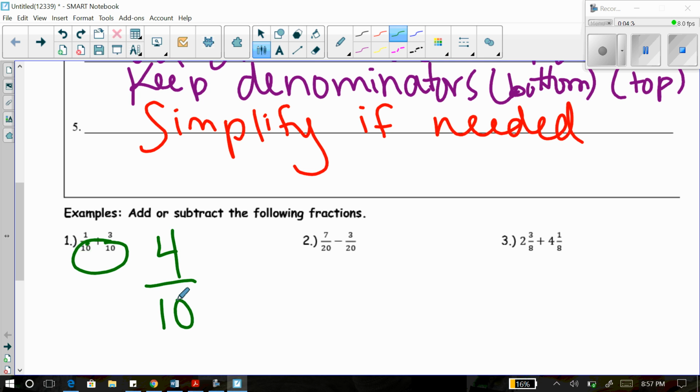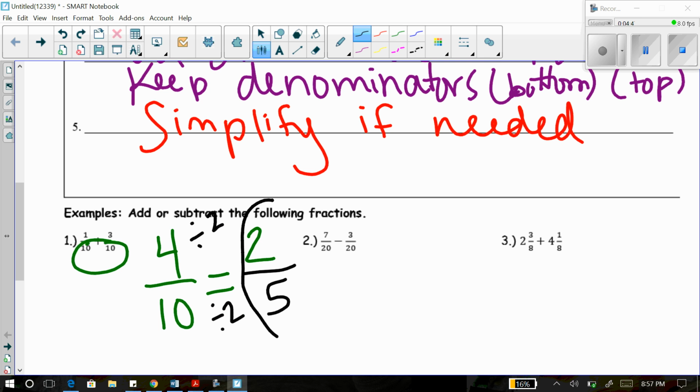And then simplify if needed. Well, in this case, it is needed because both of these can be divided by 2, which leaves us with 2/5. All right, so that was a pretty easy one. Let's do another quick easy one, then we'll get into some more challenging ones here.